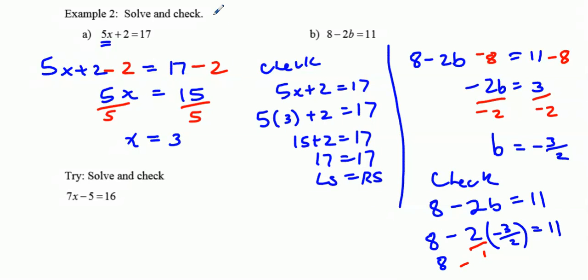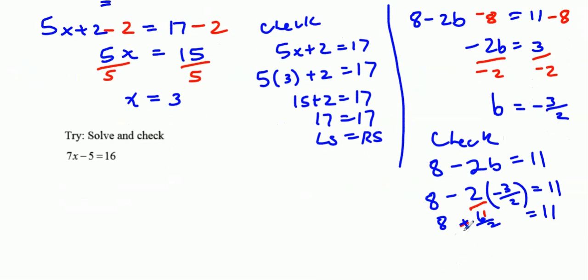This is going to be positive 6 over 2, right? 6 up here, 2 on the bottom, equals 11. Does this work out? Does left side equal right side? Let's see, 8 plus 6 divided by 2, which is 3, equals 11, and 11 equals 11, and left side does equal right side.